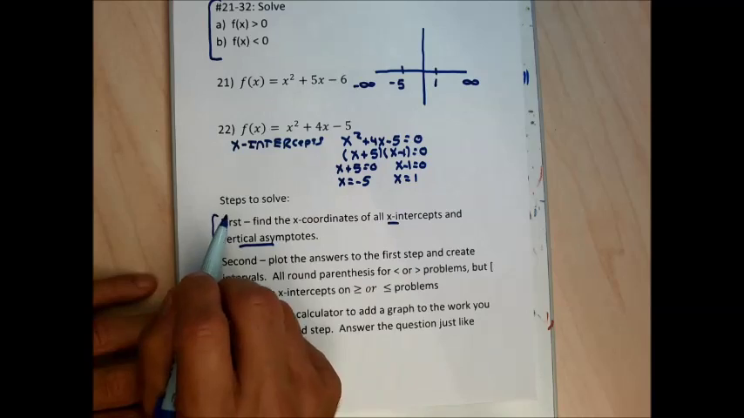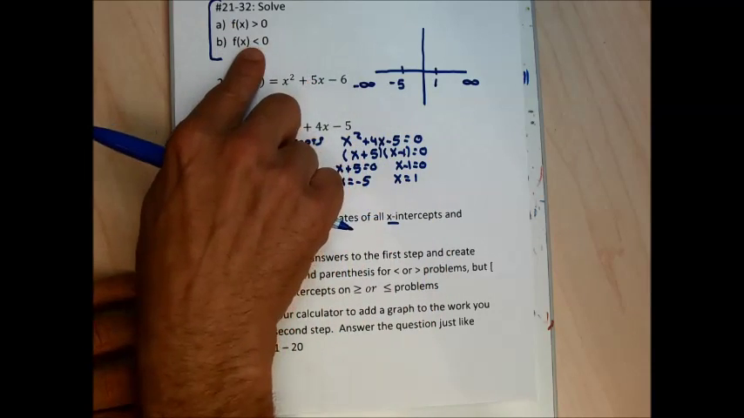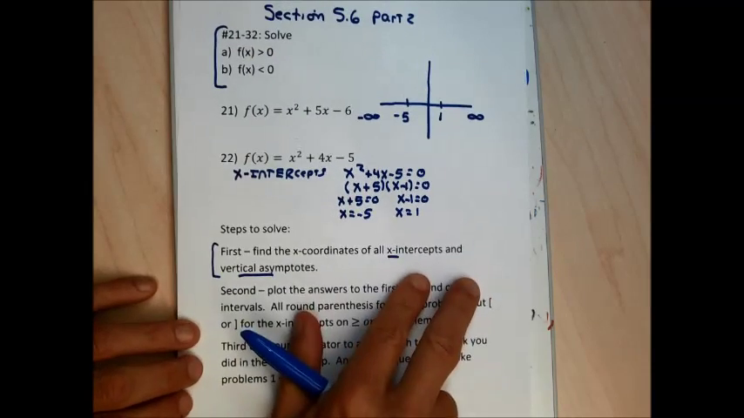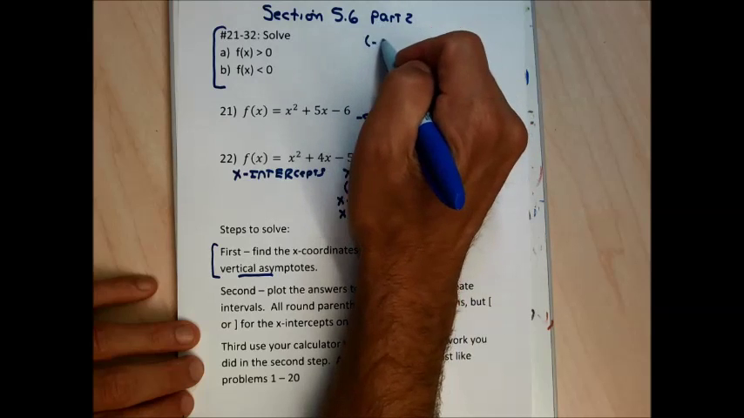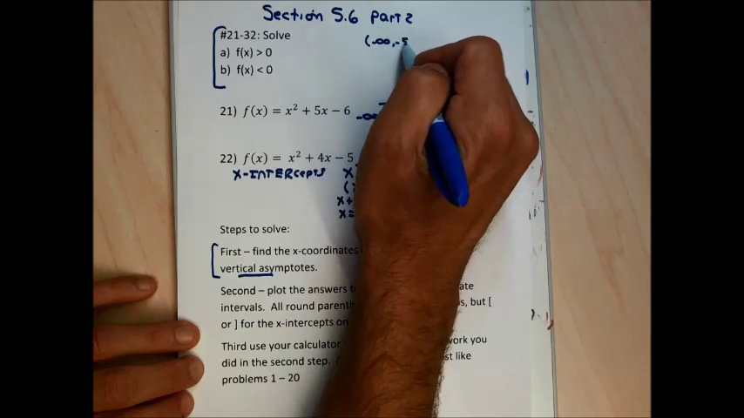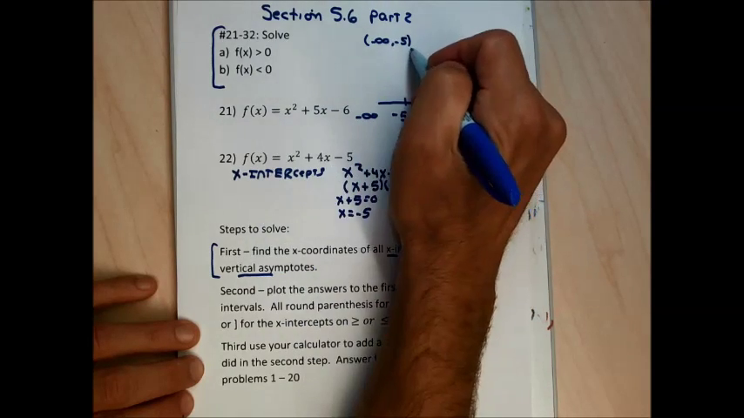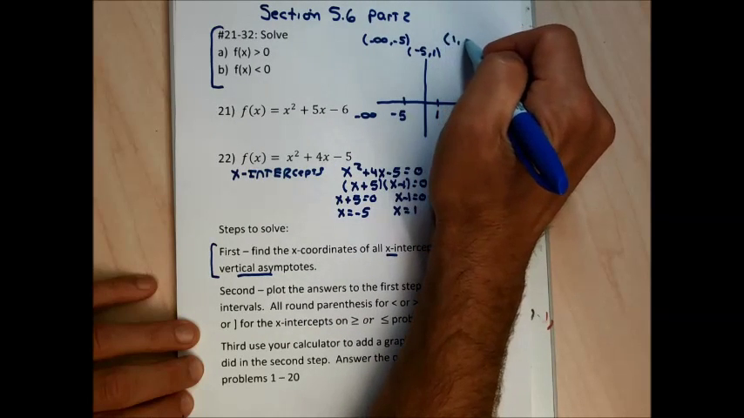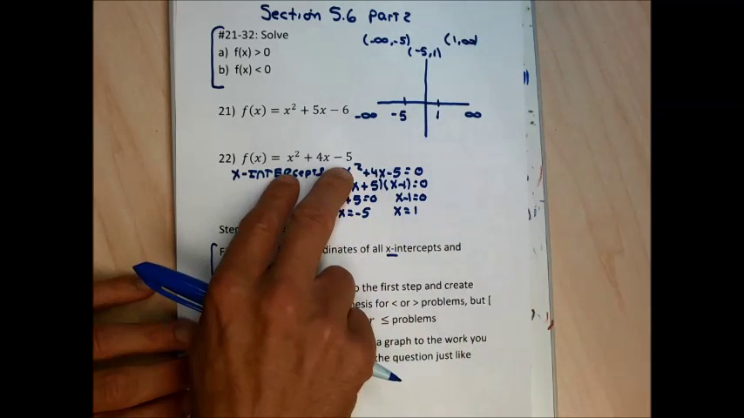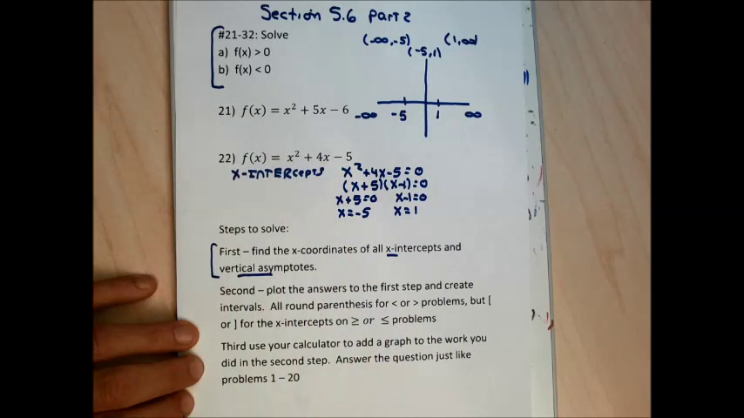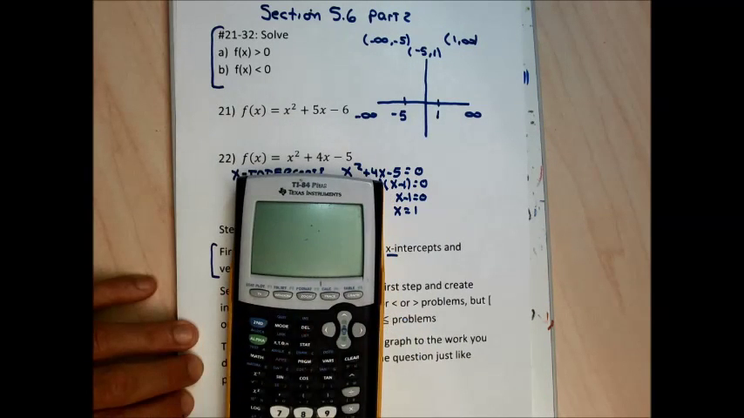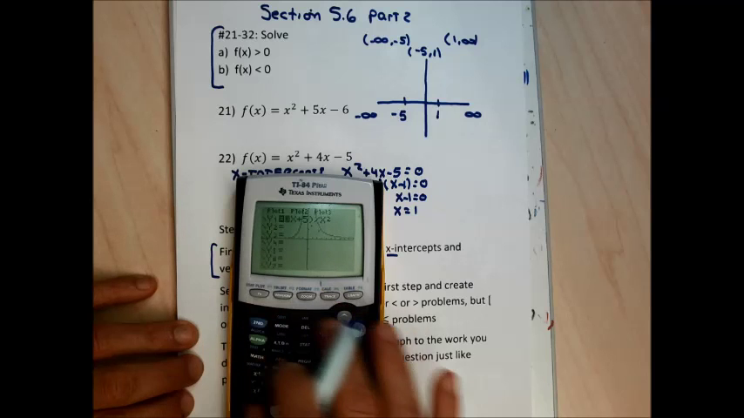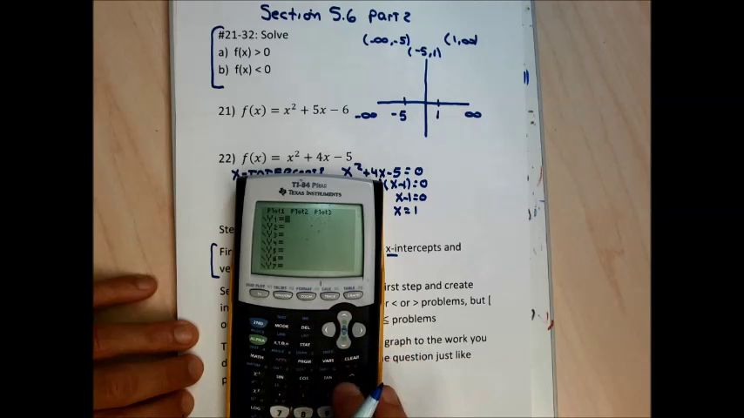And I'm going to create intervals. The intervals are going to have all round brackets because I don't have any or equal to's. The intervals are going to be negative infinity to negative 5, and then negative 5 to 1, and then 1 to infinity. Now I'm going to sketch a graph of this function, x squared plus 4x minus 5, doing a zoom standard. And I'm going to insert that graph onto this picture that I started.